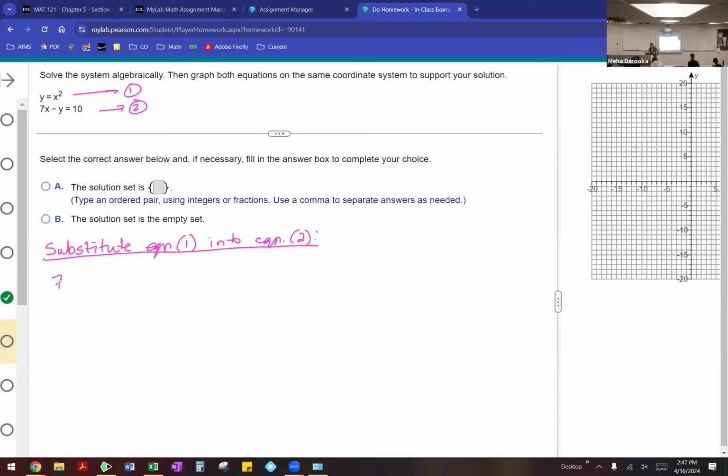So we've got 7x minus y equals 10. And since the first equation is set up as y equals something, y is where the substitution is happening. So instead of putting y in there, we're going to substitute in equation 1, which was our x squared value. Okay. So you can see this guy ends up becoming 7x minus x squared equals 10, or if we put this in the standard format, we can take 7x, we can take x squared, move them both to the other side.